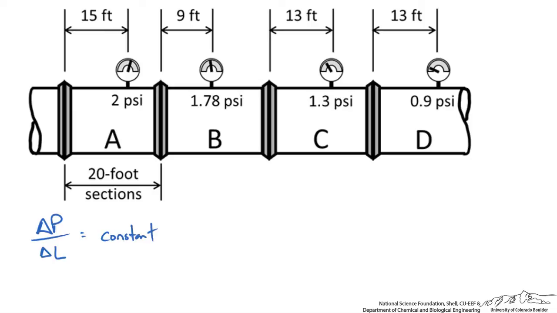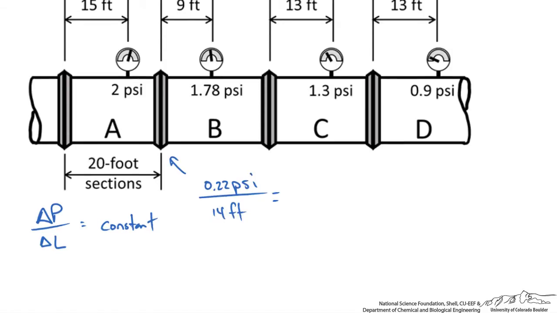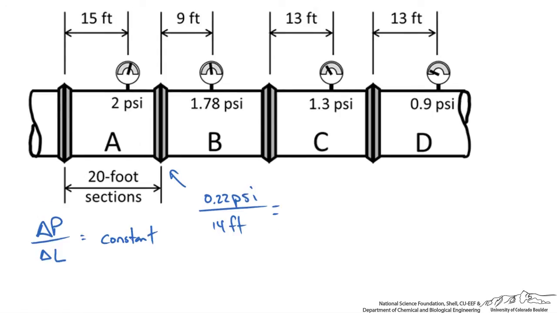So we take the difference in pressure readings, the drop, and divide by the distance between the readings. If we start with our first section, we have 5 feet remaining of section A plus the 9 feet to the next gauge, 14 feet and 0.22 psi. This gives us pressure per length, roughly 0.016 psi per foot. Now we could repeat this for these two gauges.